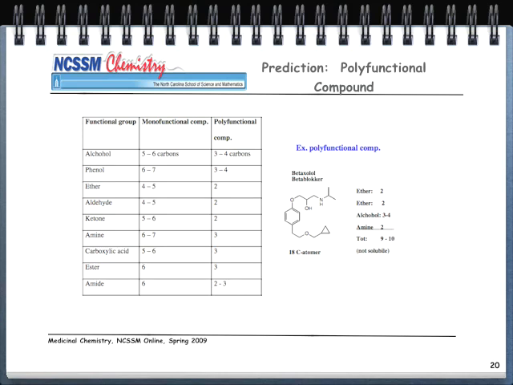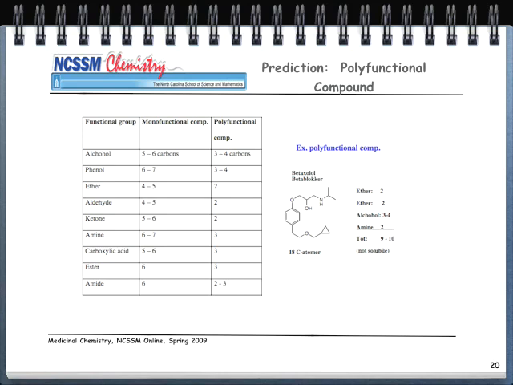And this is a beta blocker, a drug that helps people who are having chest pain, heart attacks. And I have multiple functional groups here. So if I look at this, I see 1 ether, I see a second ether, I see an alcohol, and I see an amine.